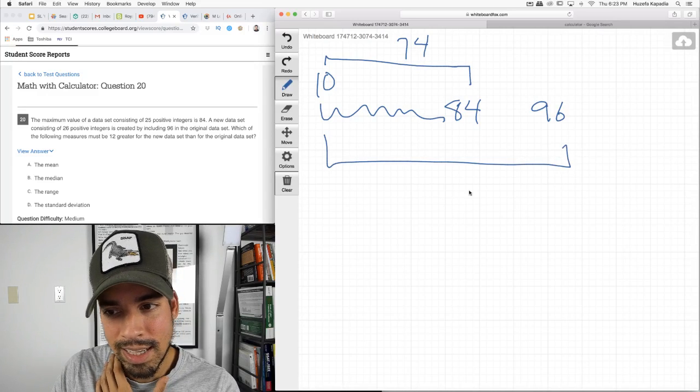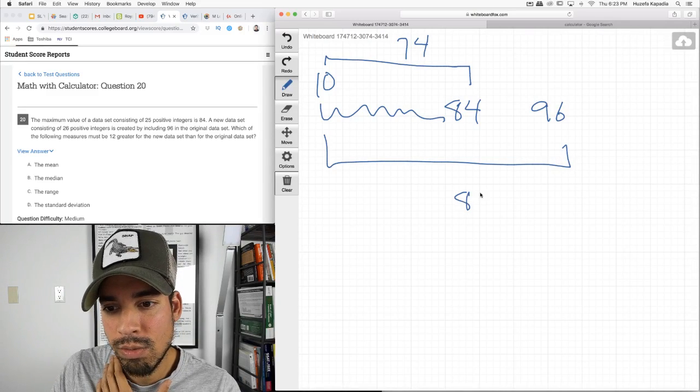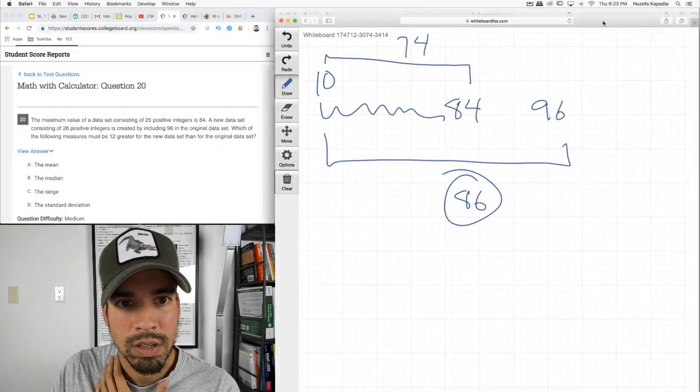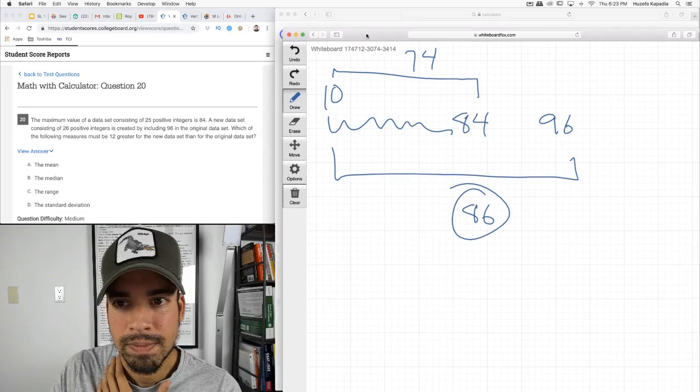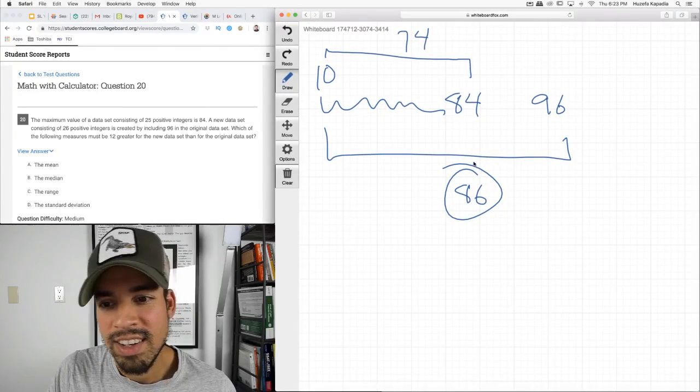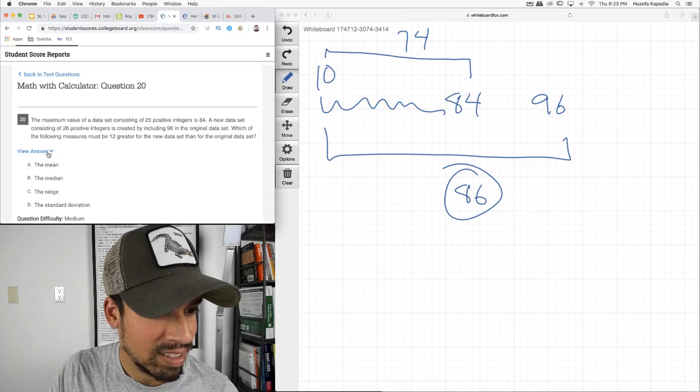Now with 96, the range is 96 minus 10, which is 86. The range went up by, oops. Oh boy, that was crazy. Hold on. I don't even know how to add that back. All right, anyways. The range went up by 12, so it's C.